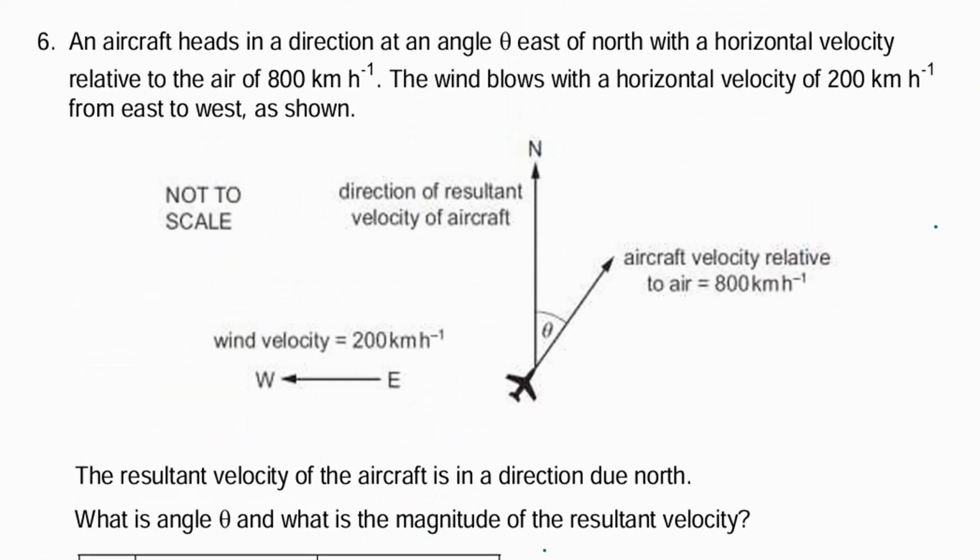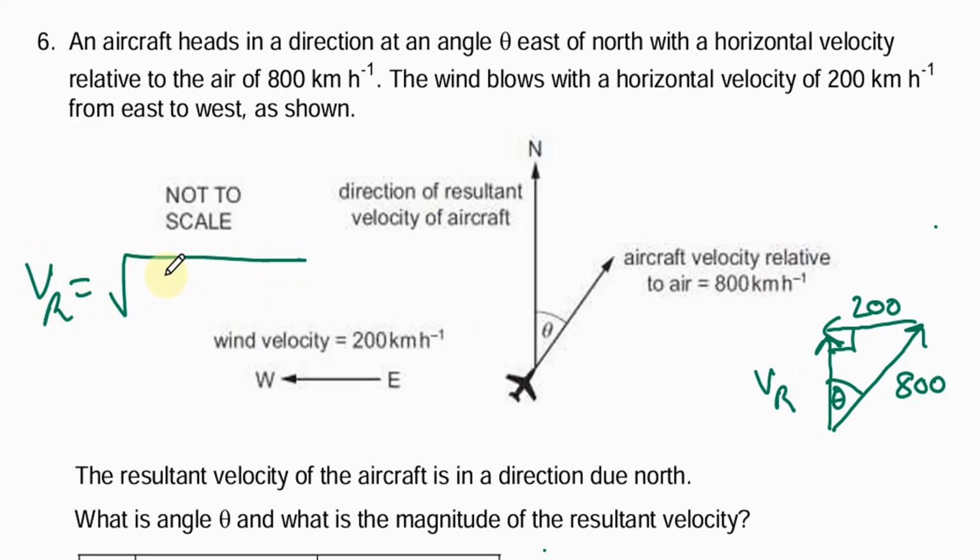So we can start with a rough sketch. We have the aircraft's velocity relative to the air. We must draw the wind's velocity and the aircraft's velocity head to tail. So this is 200 from east to west, and this will be the resultant of the two, the resultant velocity, which we know is due north. Now this angle here, of course, is 90. To find the resultant velocity, we can use Pythagoras, and this we can do on a calculator.